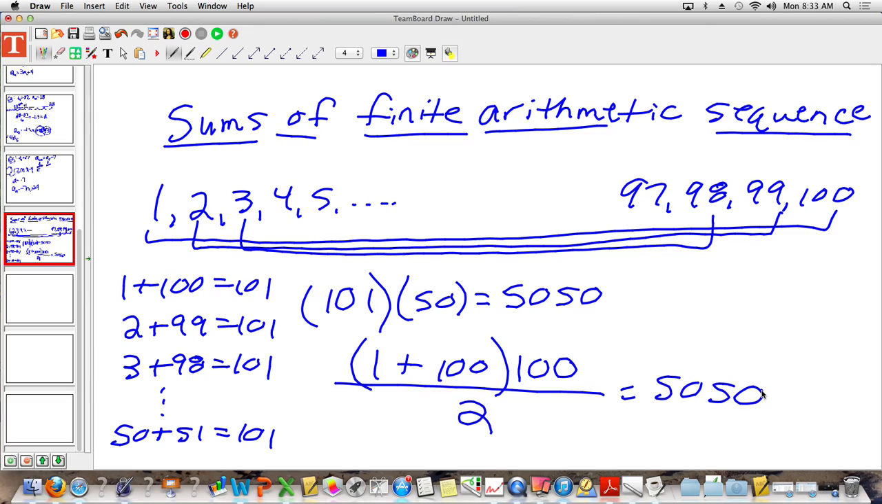So, the rule that has evolved out of this is that if you take the very first term, you add to it the very last term, you multiply it by how many terms there are, and divide it by 2, you will get your sum. So it's the first plus the last times the number of terms divided by 2. So let's write that formula down because you're going to need to use that.